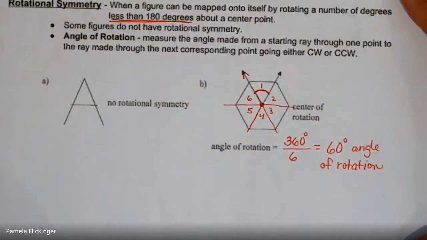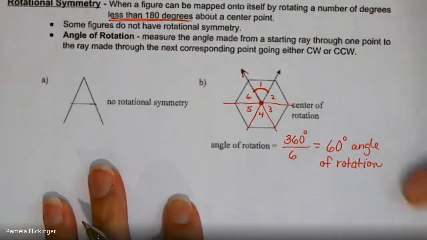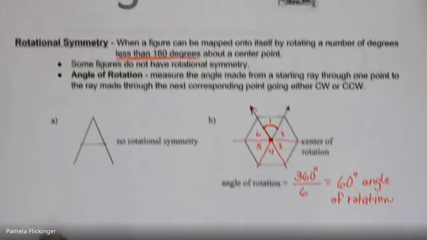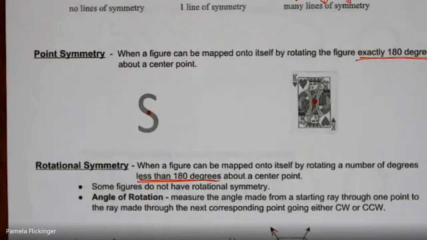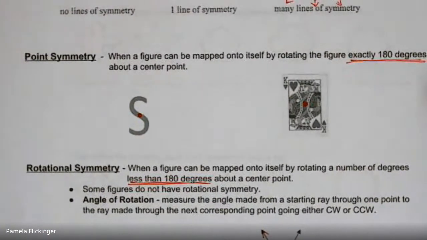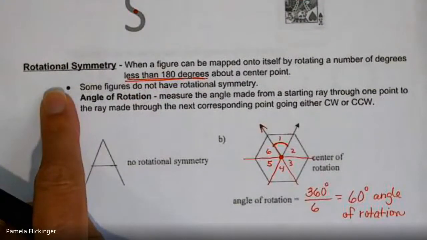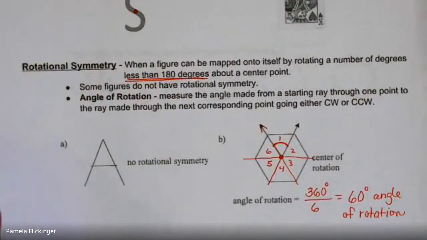All right, so just to clarify, if something has point symmetry that we talked about above, then it will have 180-degree rotational symmetry as well. So it can have point symmetry if it's exactly 180, but there's nothing wrong with saying that it also has rotational symmetry of 180 degrees. All right, so those are the 3.